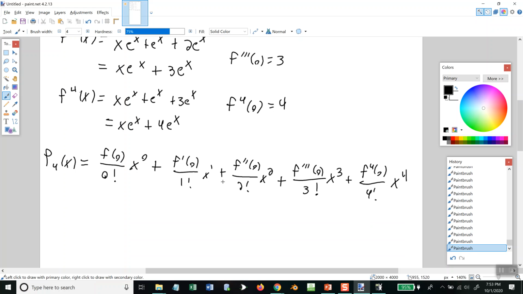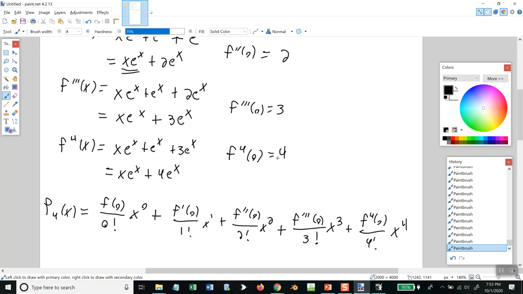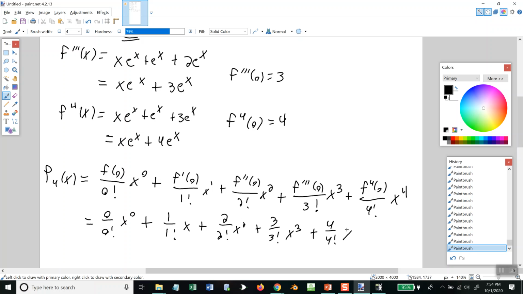Okay, so f of 0. Remember we said we'll start at 0, so that's 0. 0 over 0 factorial times x to the 0 plus, this one came as 1, 1 over 1 factorial x plus, this was 2 over 2 factorial x squared plus 3 over 3 factorial x to the third plus 4 over 4 factorial x to the fourth.